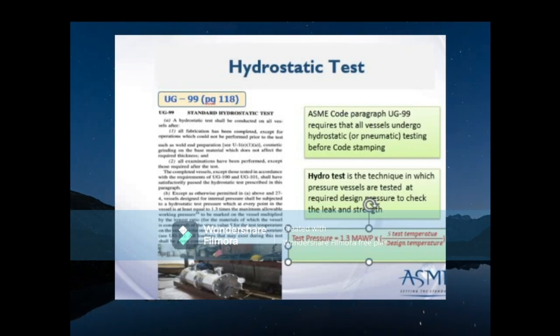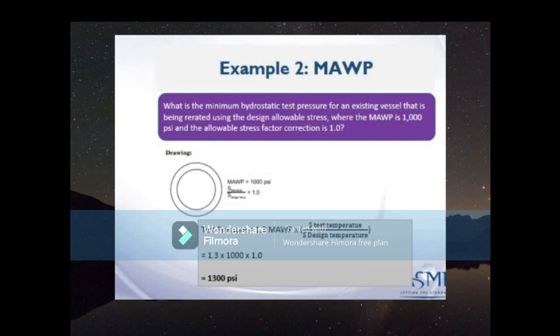Hydrostatic test. Part UG-99 established the requirement for hydrostatic test. Hydro test is the technique in which pipes, pressure vessels, gas cylinders, and tanks are tested at the required design pressure of the system or pipes or vessel to check the leak and strength. Hydrostatic test pressure is 1.3 times the MAWP or the design pressure to be marked on the vessel. Hydrostatic test pressure equals 1.3 times maximum allowable working pressure, or MAWP.